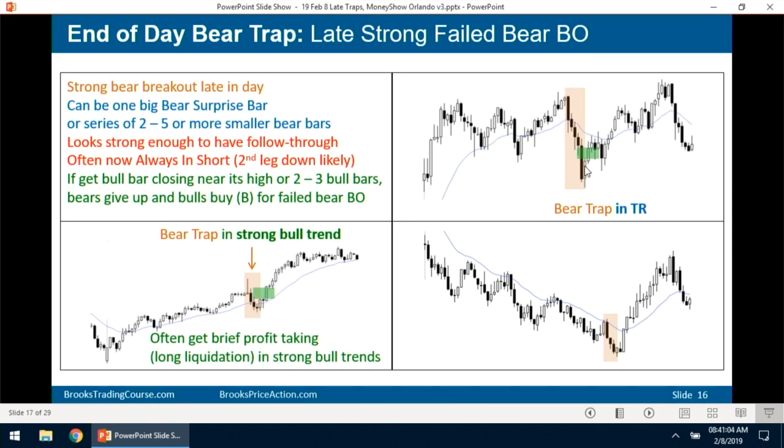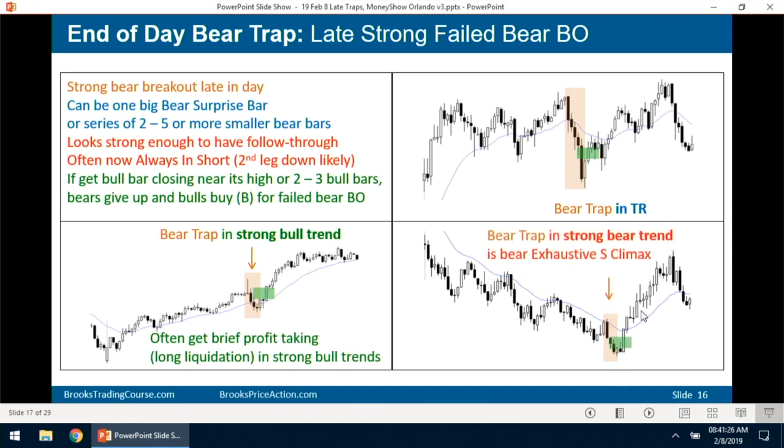You need follow through, and if you get a bull bar closing near its high, that's exactly the opposite of what the bears want. Any bear who's sold anywhere down here hoping for a break below the low and a measured move down is going to get out below that bull bar, and bulls will start to buy either above that bar or they'll wait for a second entry buy over here. So this is a bear trap in our trading range.